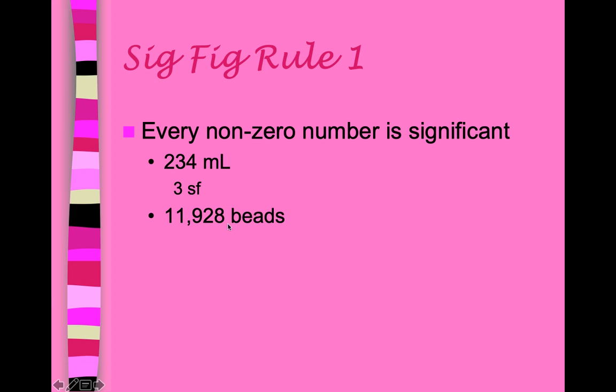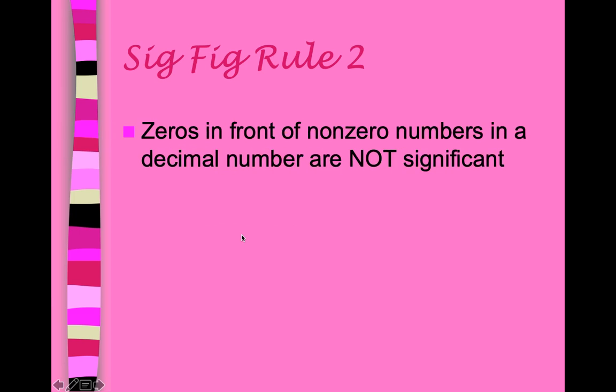So if I counted all the beads in my crafting bin, 11,928, that is very specific. So that is 1, 2, 3, 4, 5 sig figs. So the non-zeros, if I'm looking at a measurement and trying to decide whether it is significant or not, non-zeros are considered significant. Okay, how about the next one?